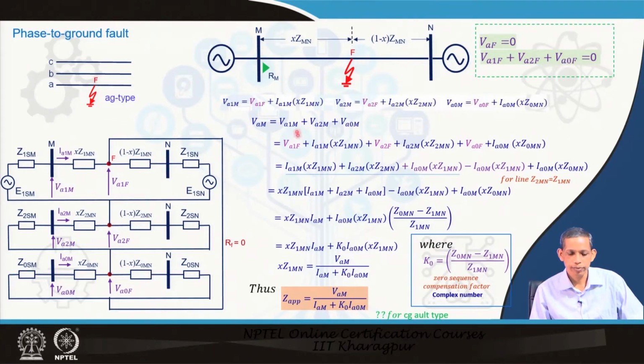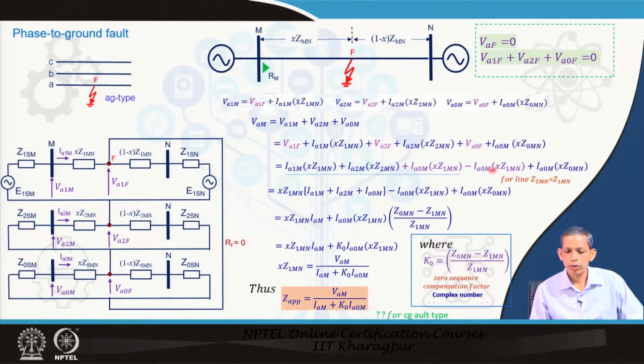phase A during that time. So, if you see here, we have I1M x Z1Mn, I2M x Z2Mn, and the other part here, VA1F plus VA2F plus VA0F, as you have seen, becomes 0. So, in total they become 0. So, only the first term and the third term remain. So, this is this term, this is this term.